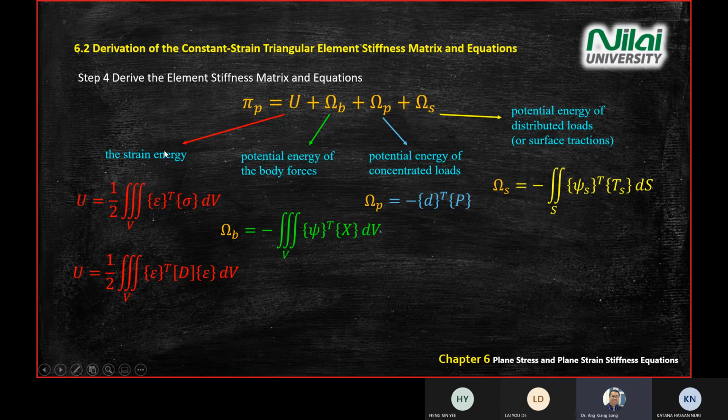If the question asks you to solve strain energy, you refer to this red color equation. If the question asks you to find body forces, you use the green color equation. If the question asks you to find concentration load, you use this maybe a little bit purple color equation. And if the question asks you to find the potential energy of distributed load, then you use the yellow color equation.